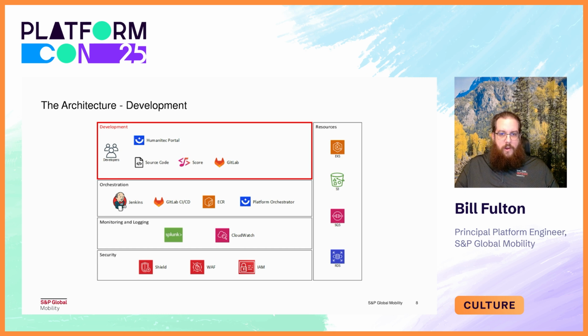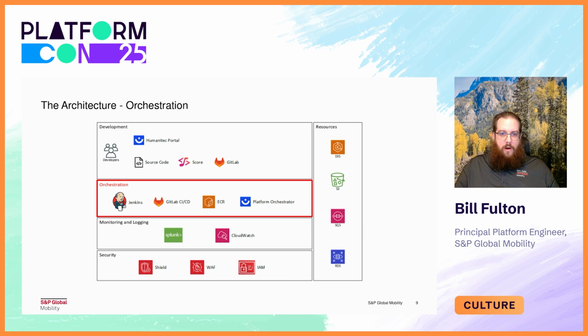Here's where developers interact with the platform. They write and version their code, just as they always have, but now they also define their application workload for the IDP using a score file. With the IDP portal, developers gain a new level of visibility into their applications. They can see what resources are deployed to support their app, view container logs, and monitor the status of each environment, all in one place.